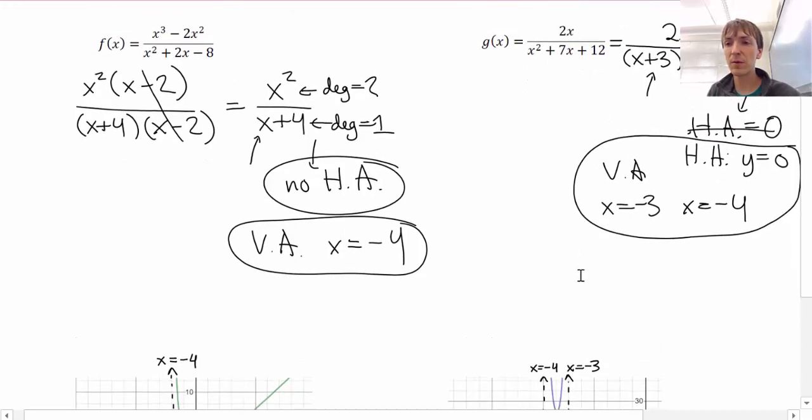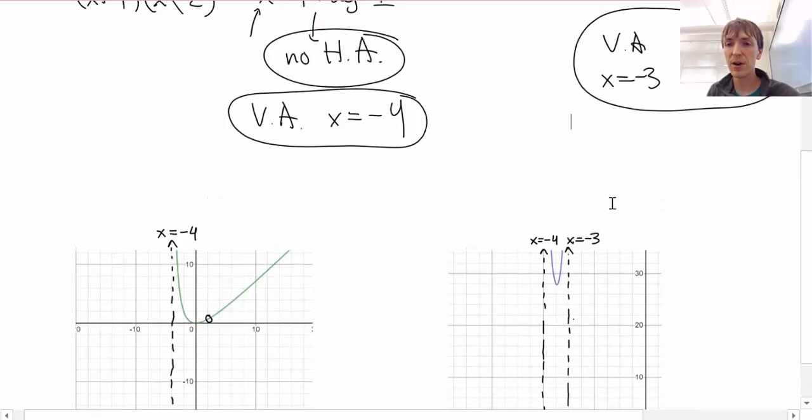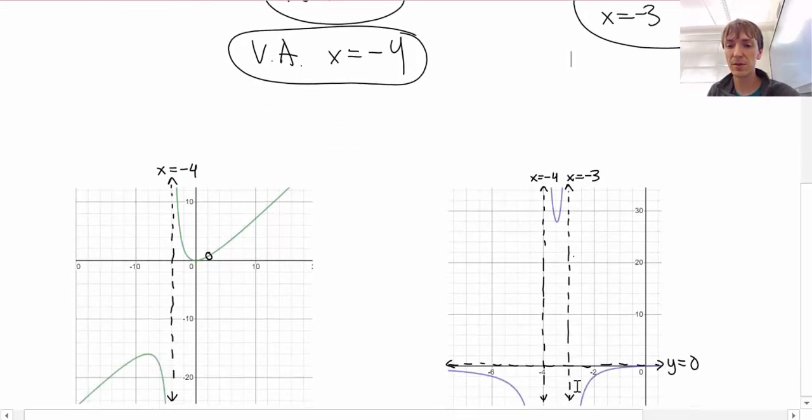Let's take a look at the second one real quick. x equals minus 3 and x equals minus 4 are the 2 vertical asymptotes. And sure enough, we also get a horizontal asymptote at y equals 0.